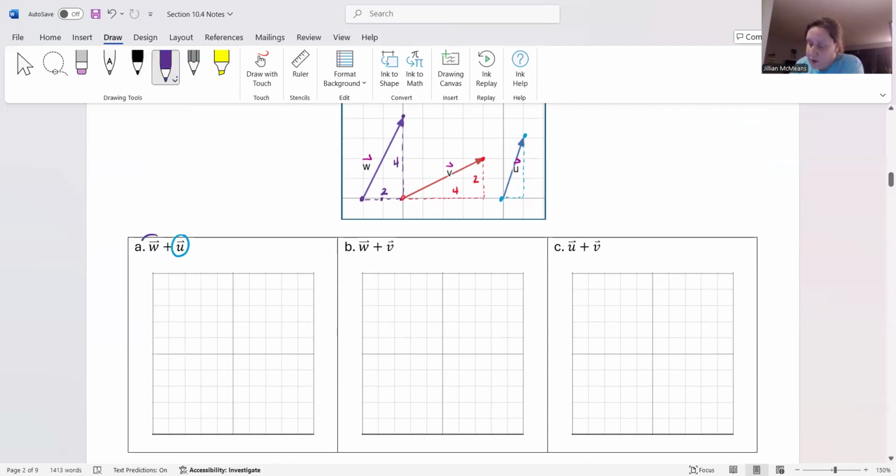And W, I'm going to circle it in this purple color. Okay, so I want to start with W. I can start it really anywhere I want, so just make sure it all fits in this grid. So I'm going to start mine right here. This is my initial point.